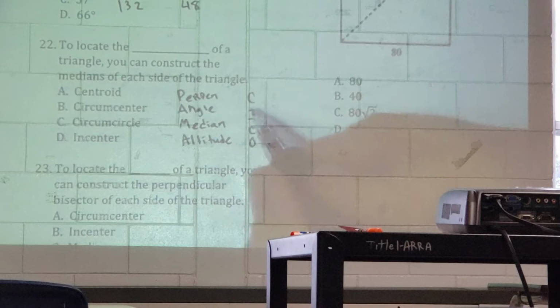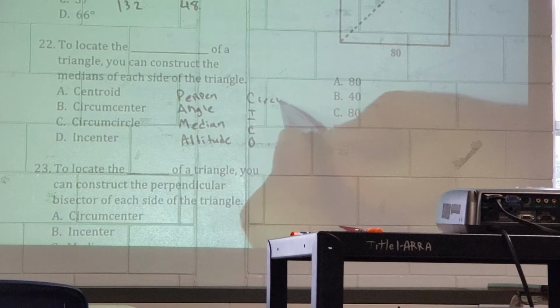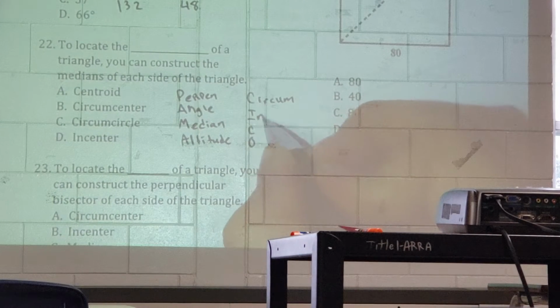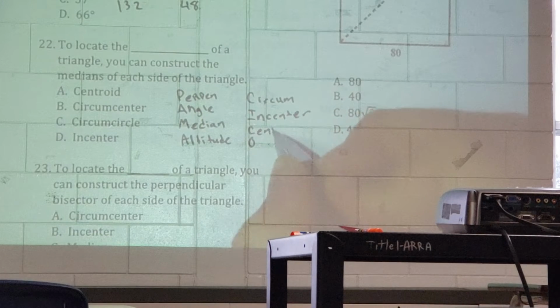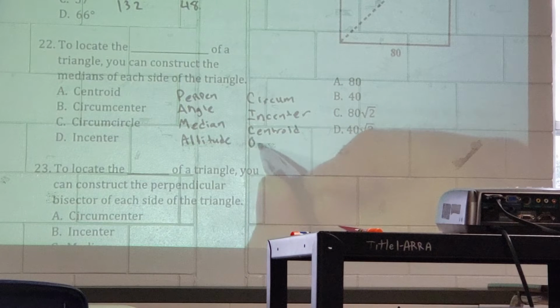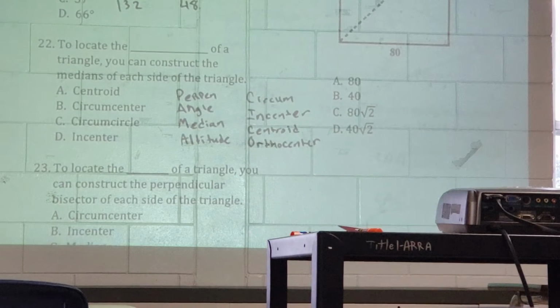Over here, the first C stands for circumcenter. The I stands for incenter. The second C stands for centroid. And this O stands for orthocenter, which makes this super easy.